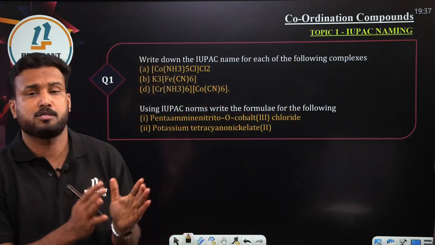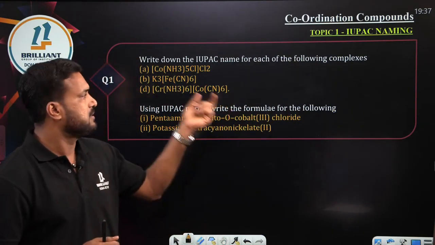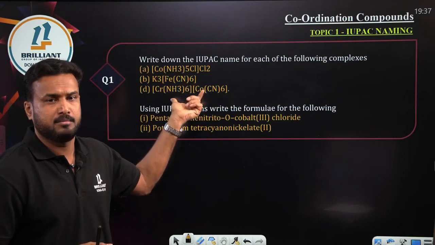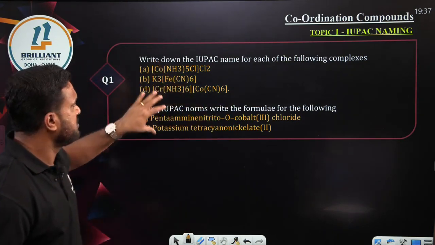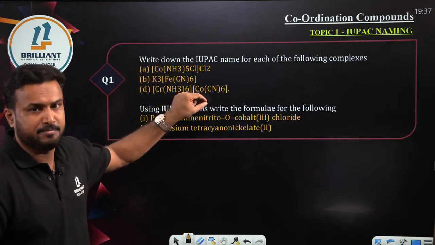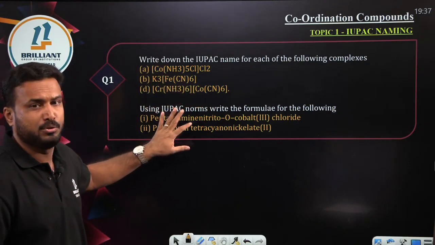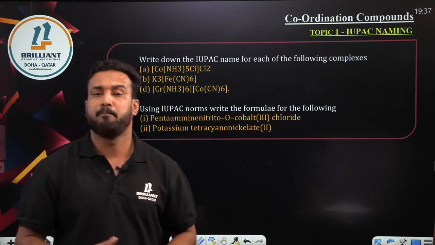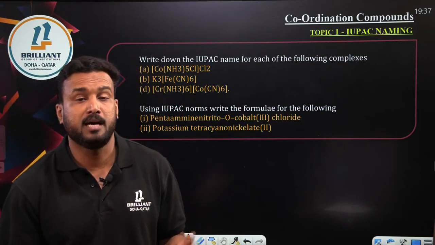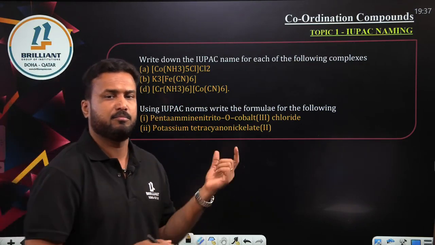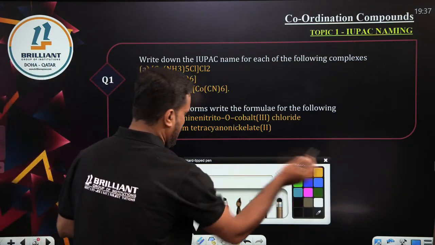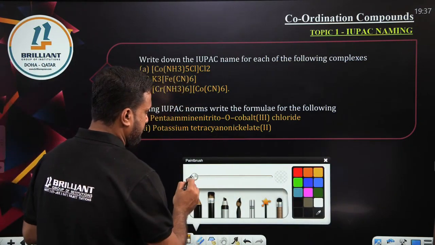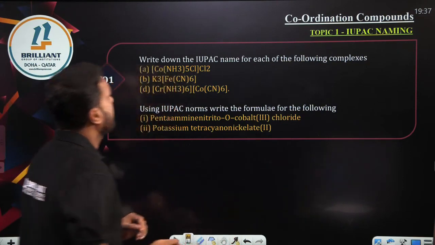You know that two possibilities for this topic are, they may give the formula of a coordination compound and ask you to write the name. 3 different compounds are here. We will write the name first. The other type of question, as you know, they may give the name of the coordination compound and you have to write the formula. So one type of question might be this one. So we will do the naming first. Okay, so we can start.